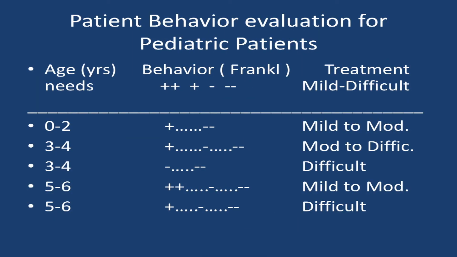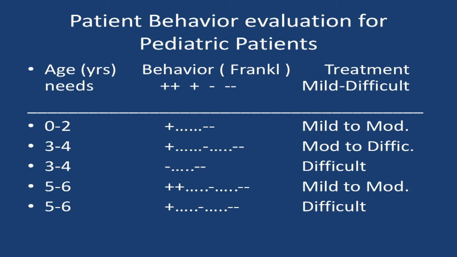Behavior evaluation for pediatric patients is commonly done using the Frankel score. The Frankel score basically says that at level 1, the patient's behavior is very bad. At level 2, not so bad. At level 3, an improvement, some cooperation. And at level 4, the patient's behavior is exemplary and they're able to treat.